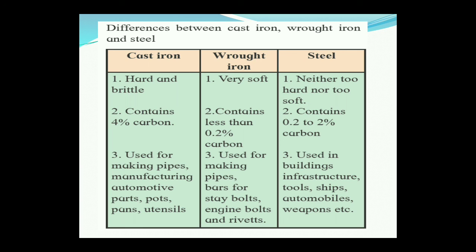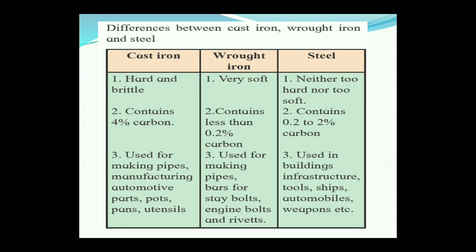Now, using the properties of these different types of iron, there are different applications as well. Cast iron is used for making pipes, for manufacturing automotive parts, and to prepare pots, pans, utensils, etc. What is the use of wrought iron then? As it is a soft form of iron, it is used for making pipes, bars, bolts, engine bolts, etc.